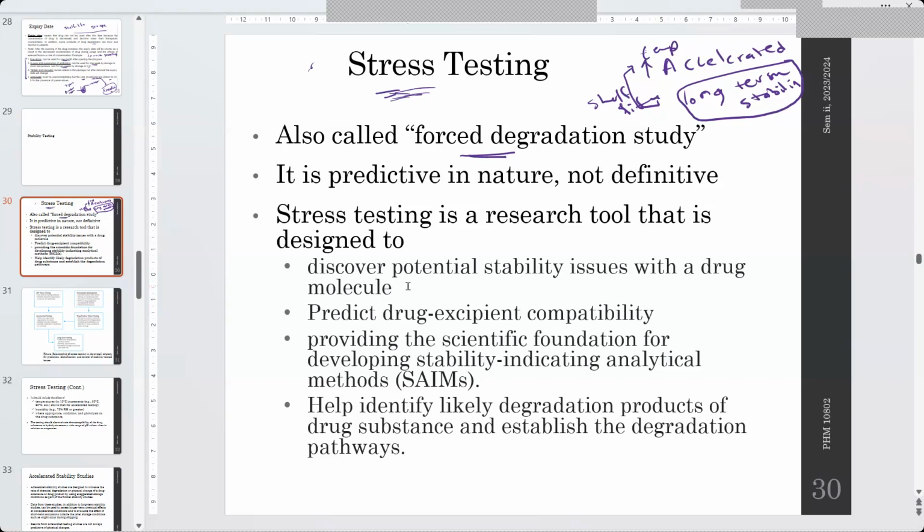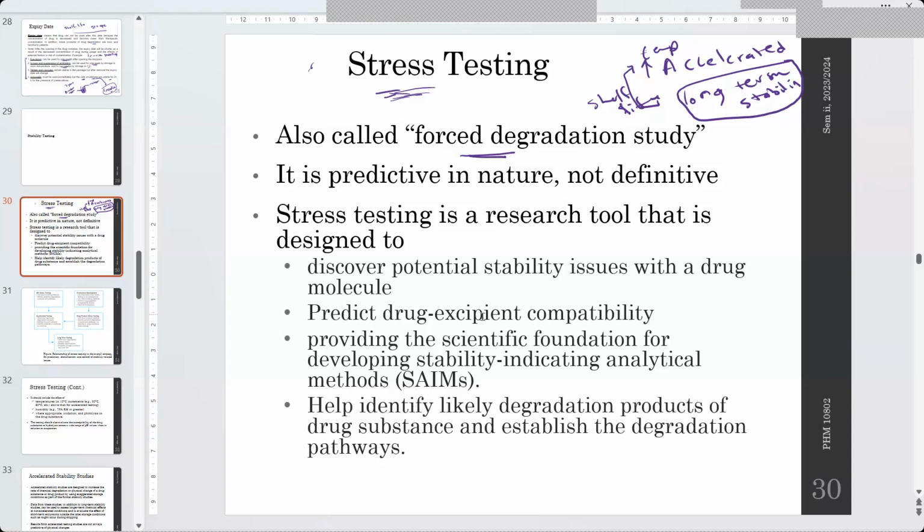So in this case, I can, for example, see how fast the drug degrades. What are the degradation products? I can identify the likely degradation products of the drug substance. I store at 60 degrees or 70 degrees, and then I analyze and I separate the degradation products and identify their structure and so on.